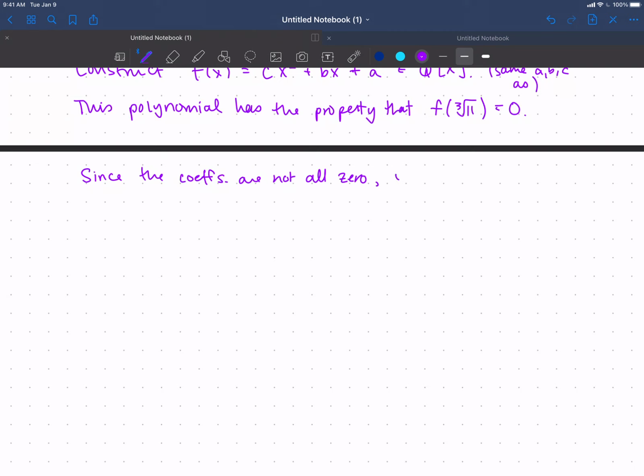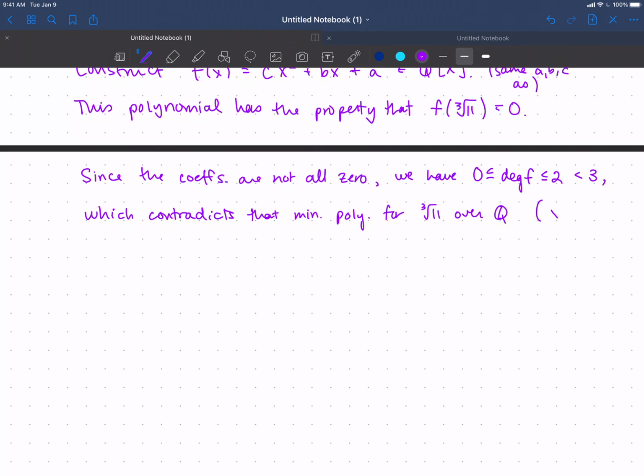The degree of f is at least 0. It's at least a non-zero constant, because we can't get the 0 polynomial, which has degree negative infinity for us. And it has degree at most 2, and that means that the entire range of possibilities is less than degree 3, which contradicts that the minimum polynomial for cube root of 11 over Q, remember that was our x cubed minus 11, has degree 3.